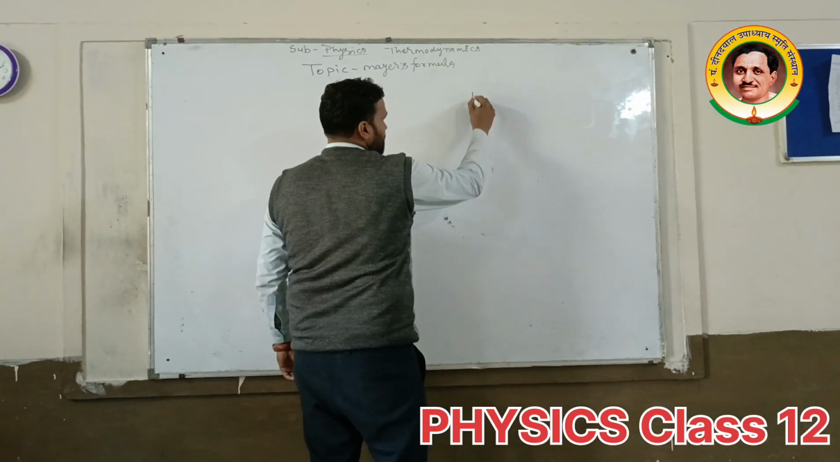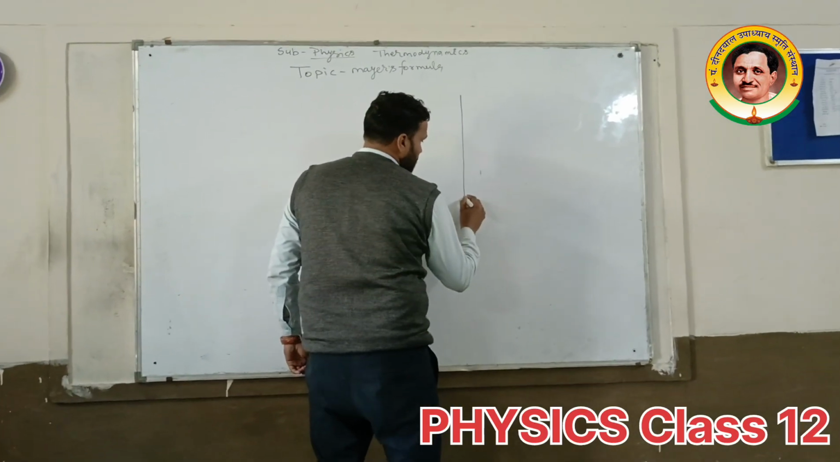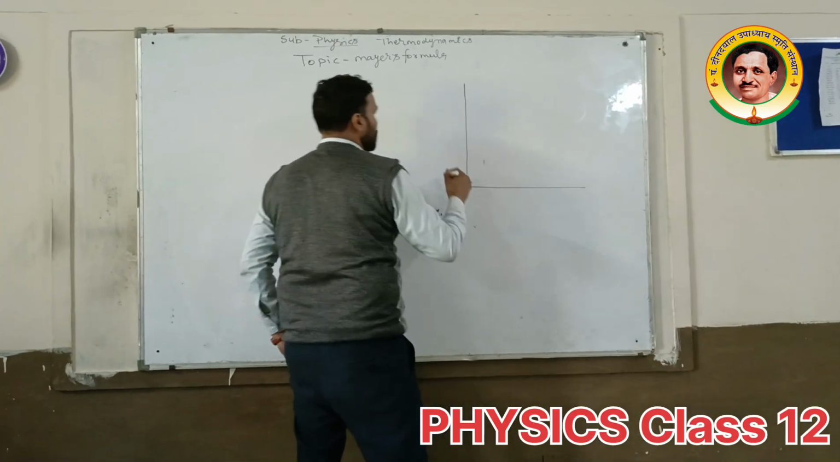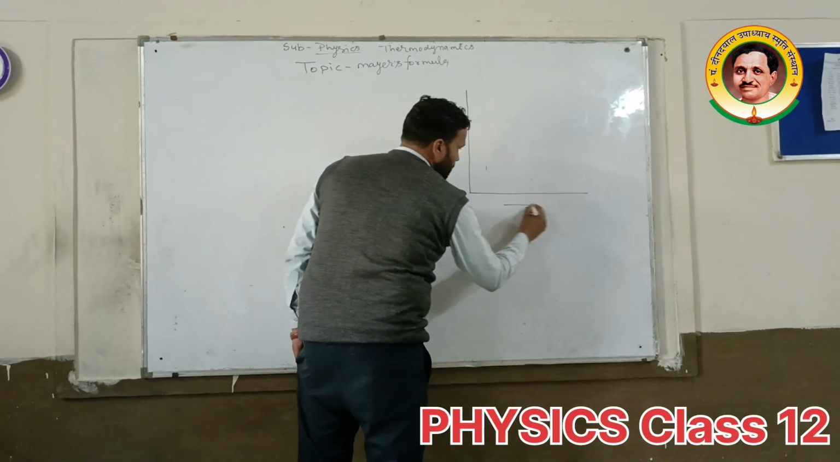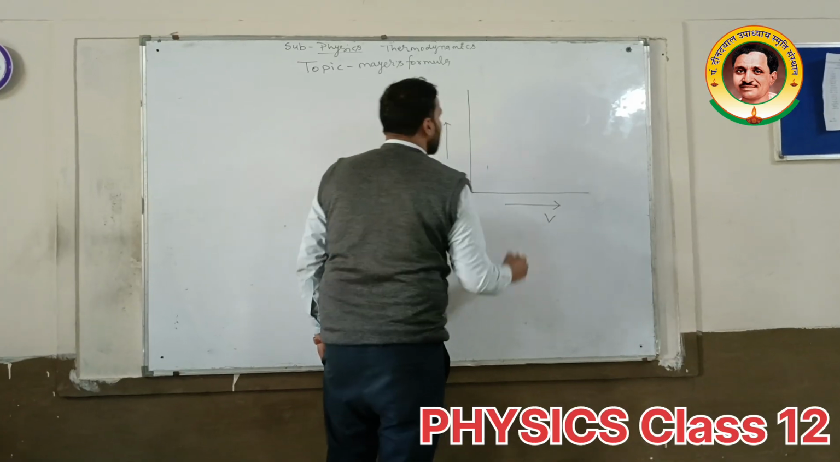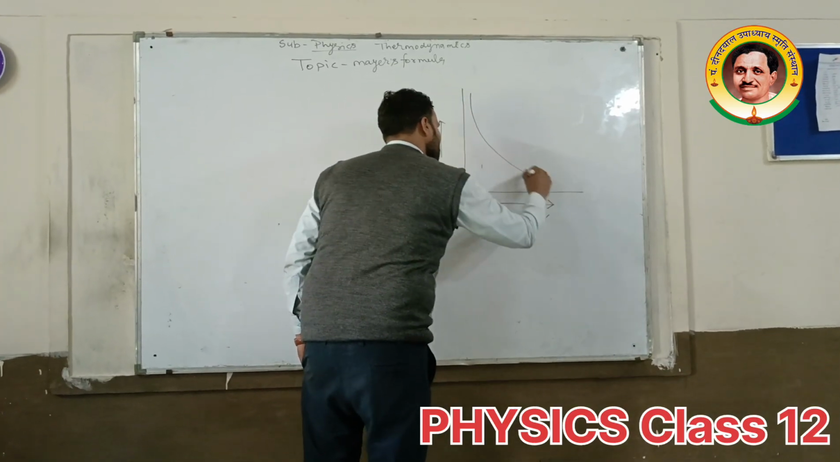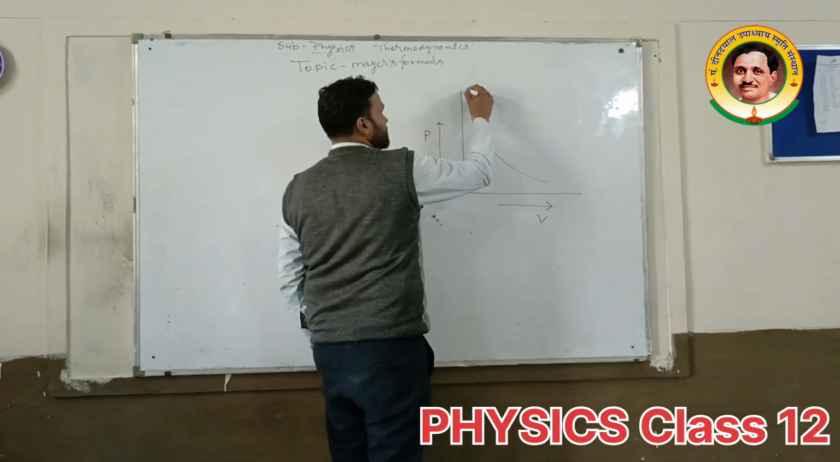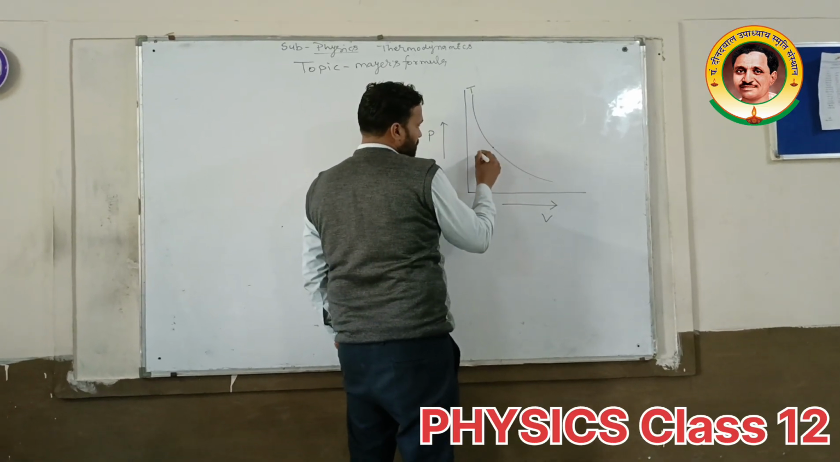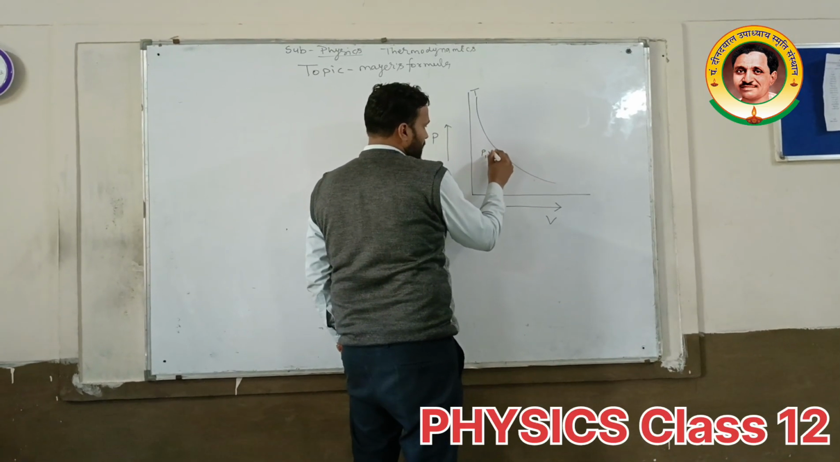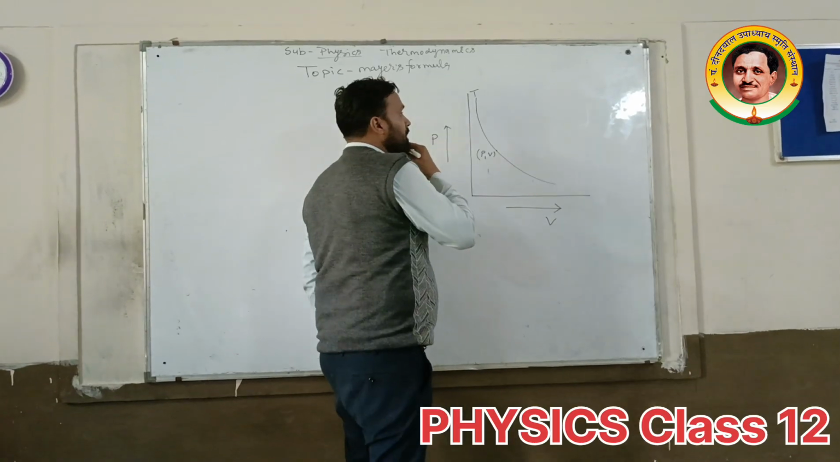Today we will discuss Mayer's formula. Here we have a graph between pressure and volume. It is the curve for pressure and volume at a constant temperature T. Pressure P and volume V.